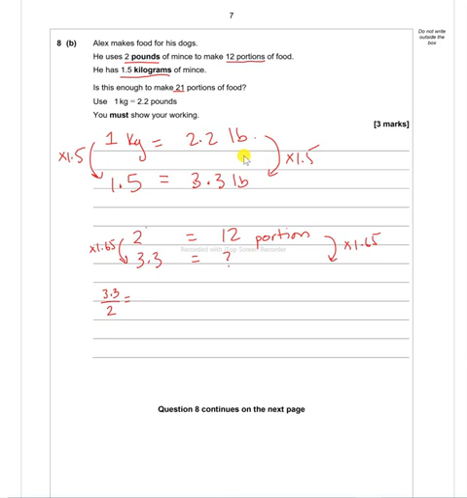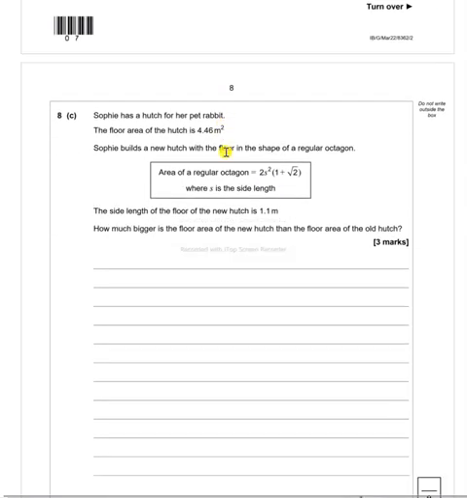So 19.8. So he can make 19.8 portions and he wants 21. So you have to write the word no. He can only make 19.8 portions. So that's what they want. Question 8.